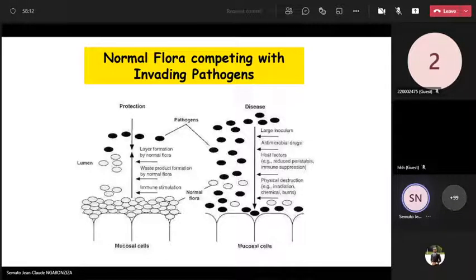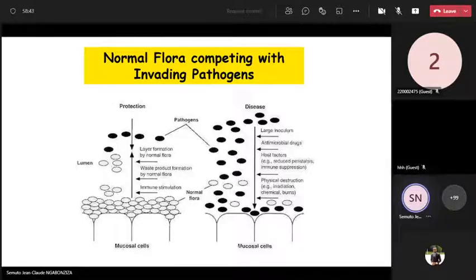Another is waste product formation by normal flora. As they are many, they produce sufficient waste to inhibit the growth of the pathogen. And there is layer formation: they protect the mucosa cell by growing massively on the mucosa and making this kind of layer. They prevent the adherence of the pathogen.